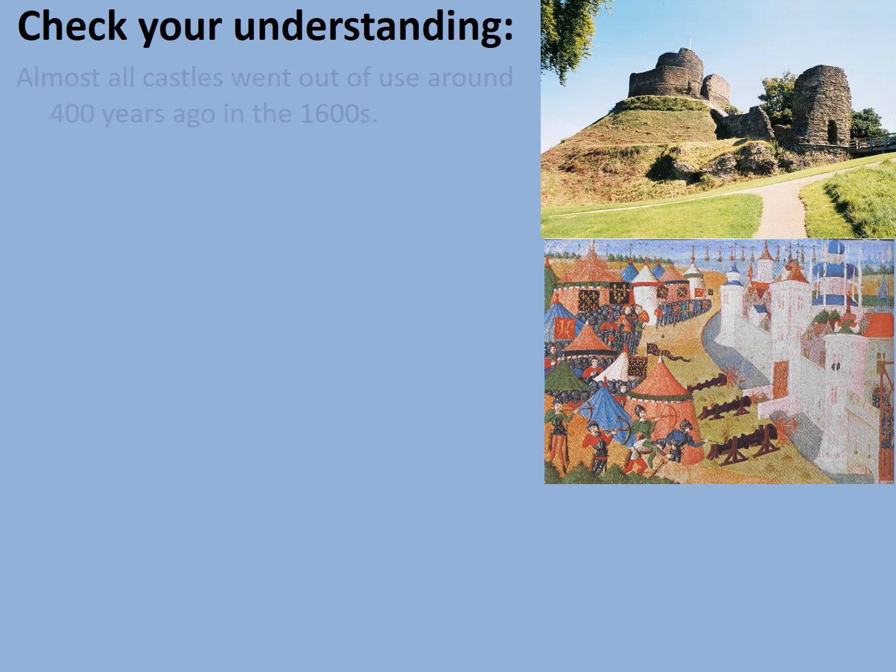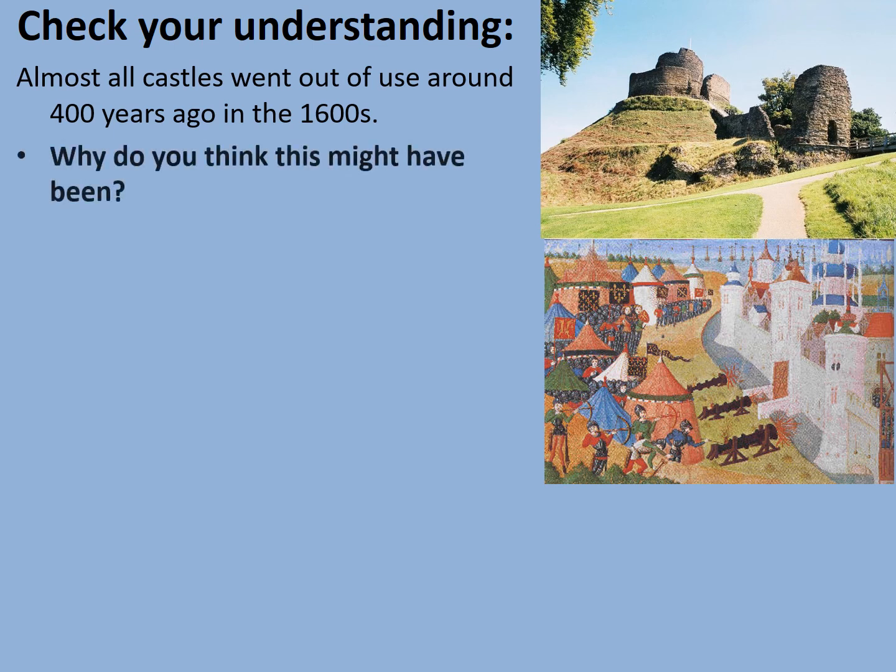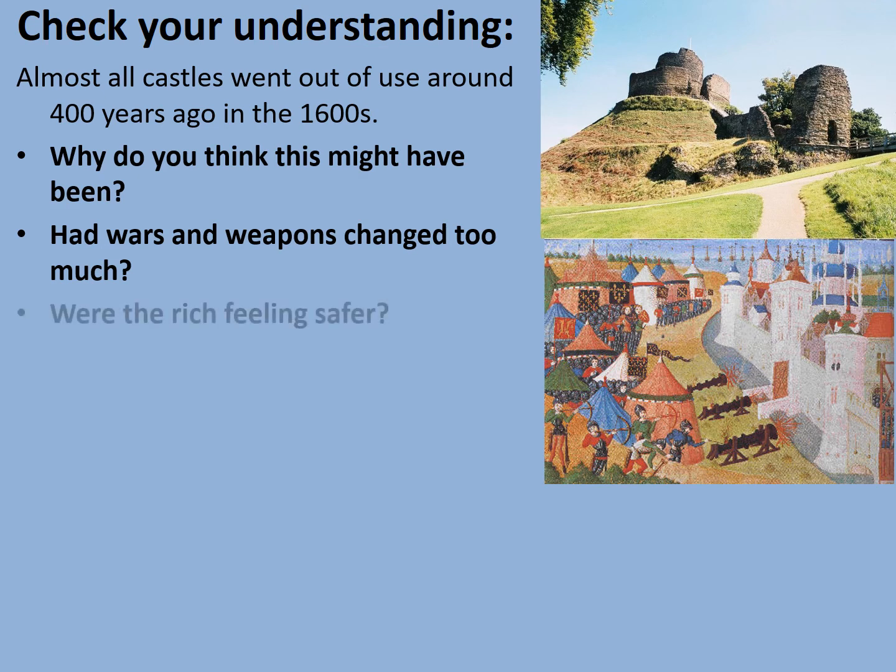We'll check our understanding now. Almost all castles went out of use around 400 years ago in the 1600s. Why do you think this might have been? Had wars and weapons changed too much? If so, in what ways? Perhaps these images might help you. Were the rich feeling safer by this time, and they did not see so much need for the use of castles? Well, why don't we use them today? Or do we? Or do we have another equivalent?